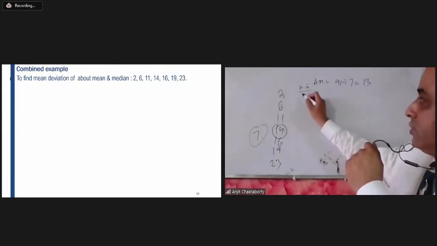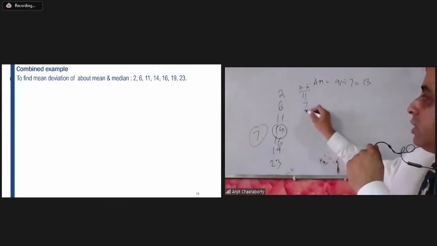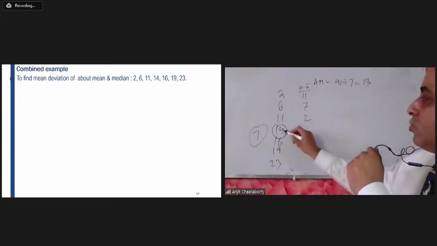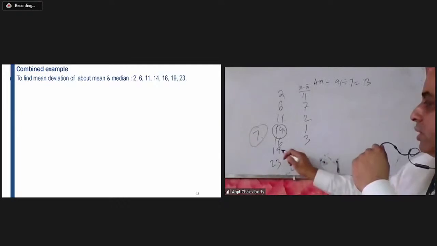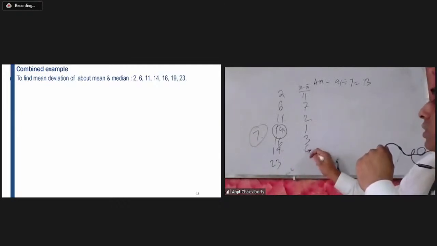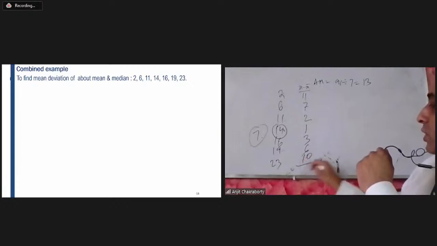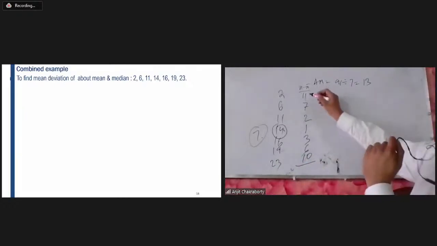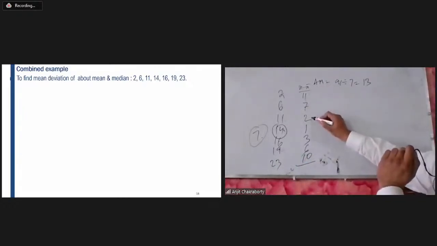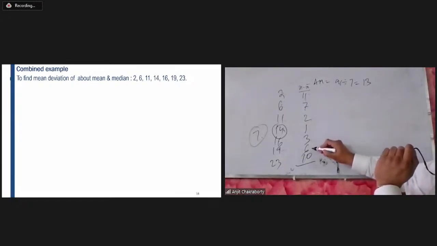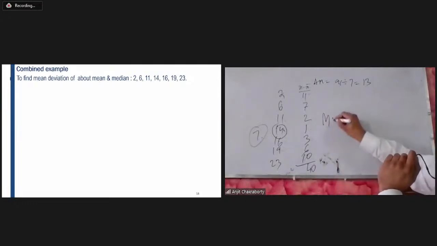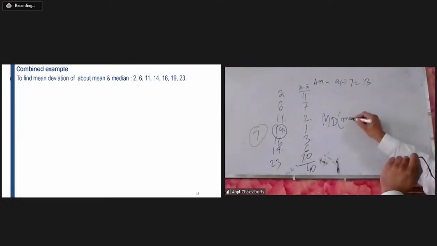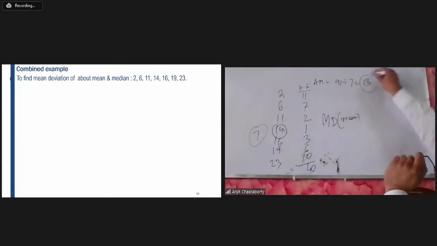2 and 13, the gap is 11. 6 and 13 it is 7, 11 and 13 it is 2, 14 and 13 is 1, 16 and 13 the deviation is 3, 19 and 13 deviation is 6, 23 and 13 deviation is 10. So now we add up all of them. 11 and 7 is 18, plus 2, 20, plus 1, 21, plus 3, 24, 24 and 6 is 30, 30 and 10 is 40.